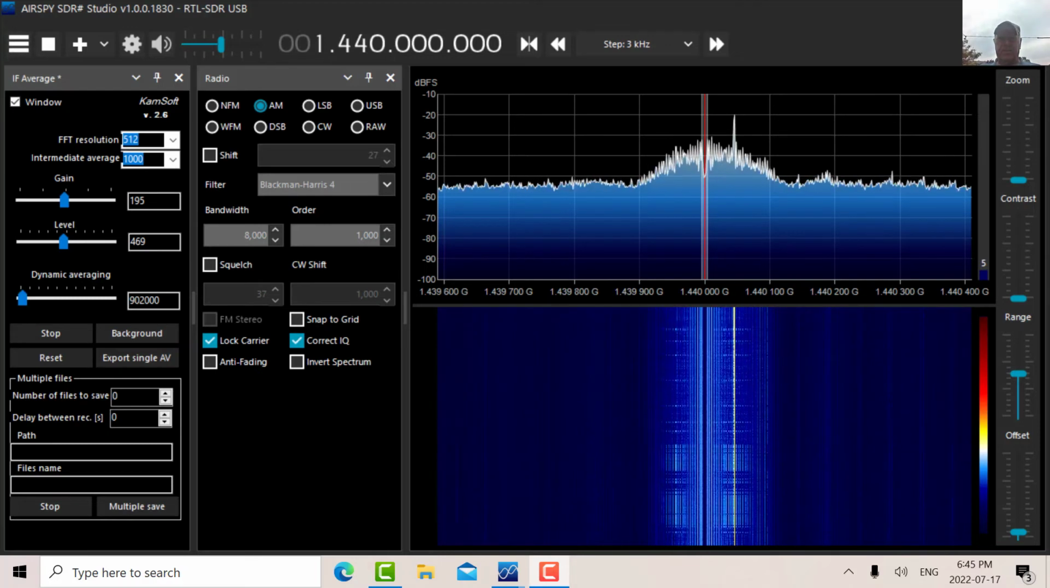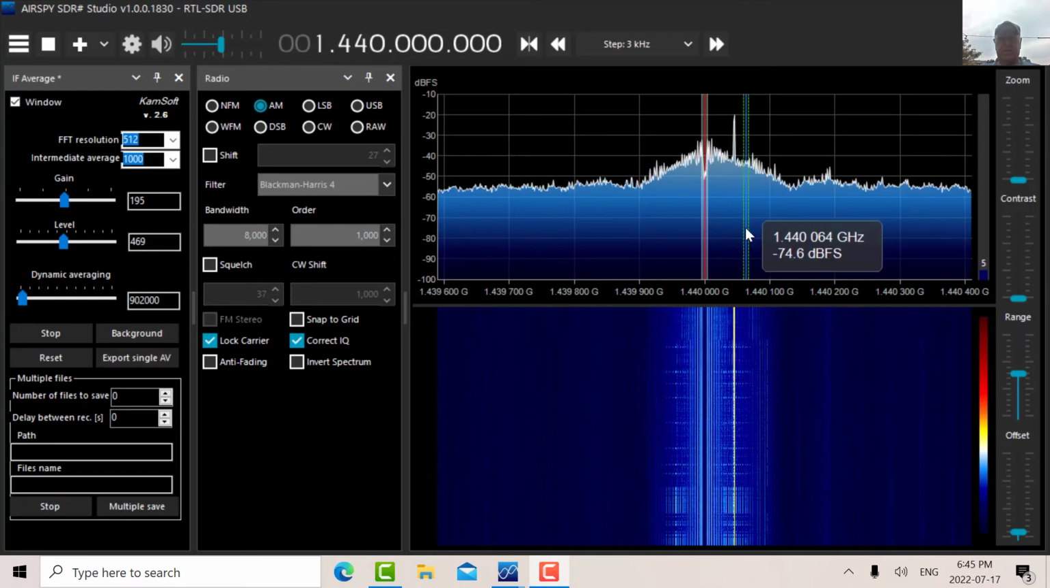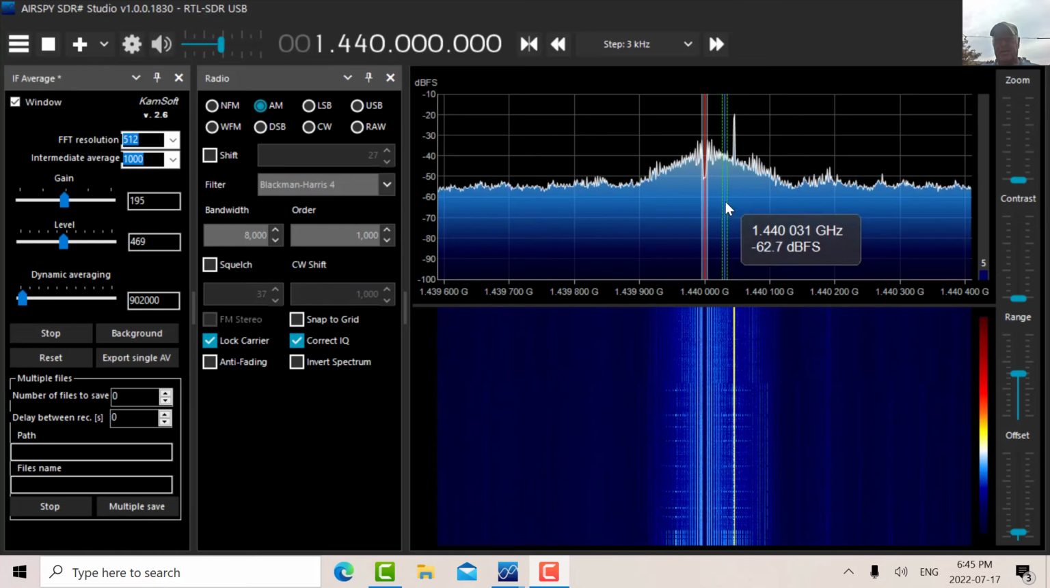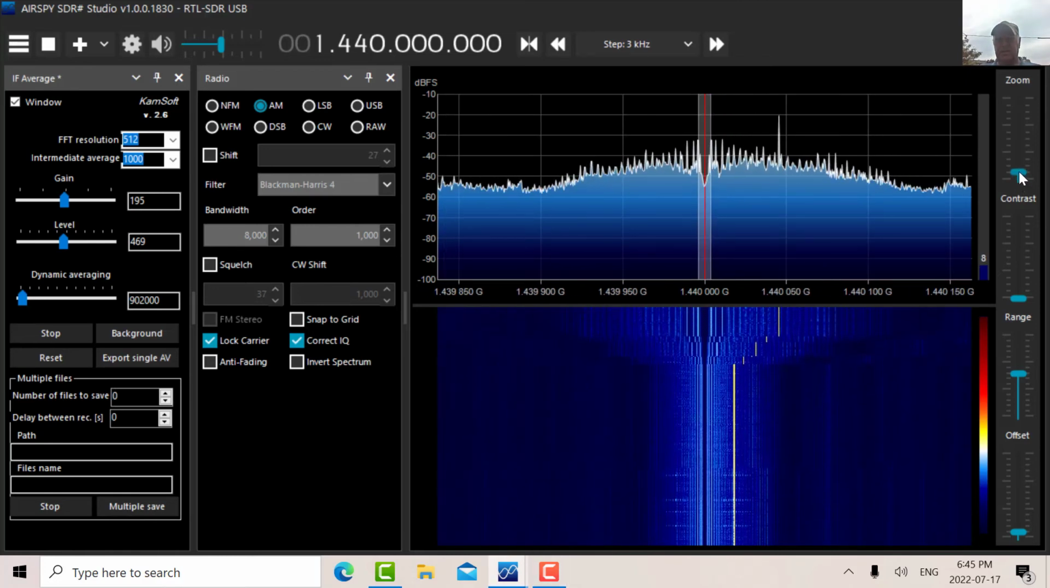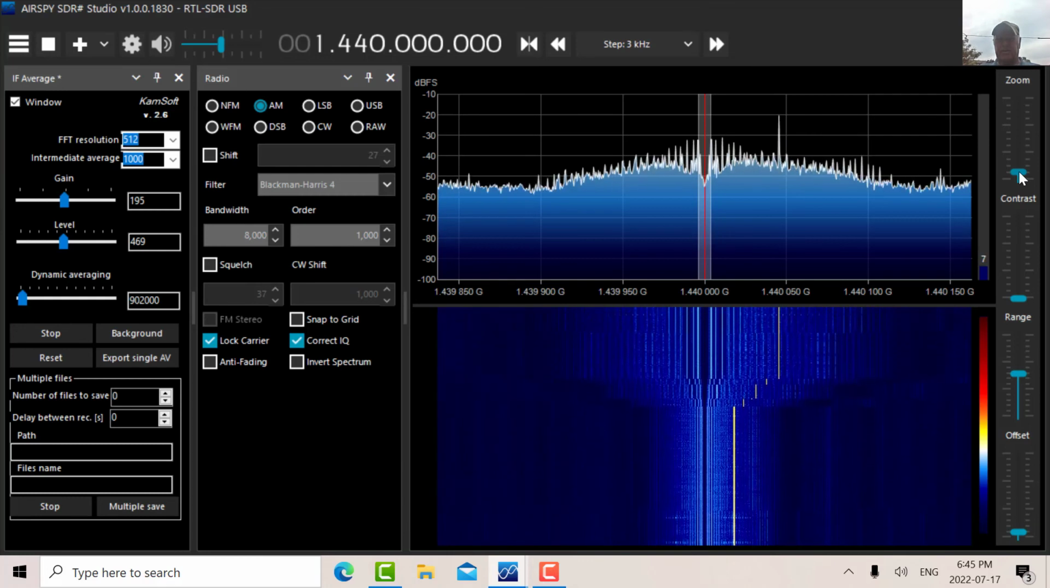But I'm just looking through the bands here, and I found this noise source at 1440 megahertz, and it's really something. Look at this. It's just full of little carriers here. Looks like some sort of an OFDM signal.